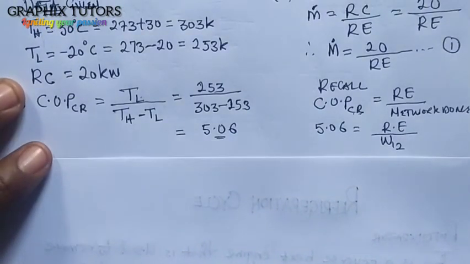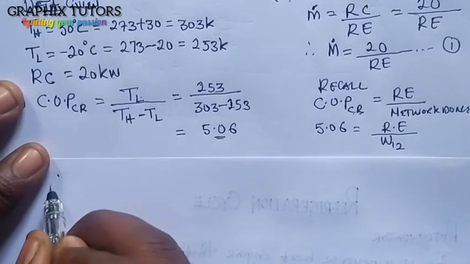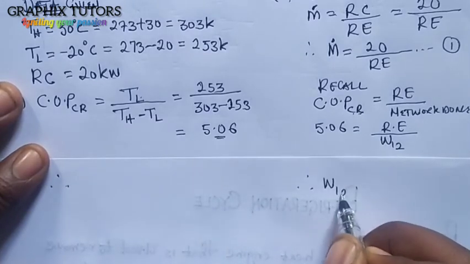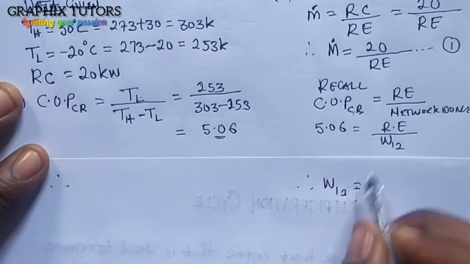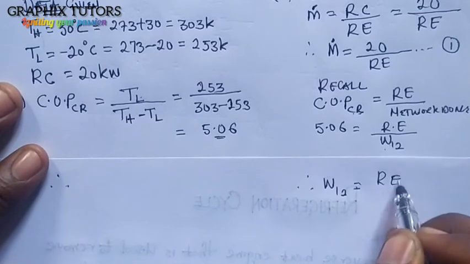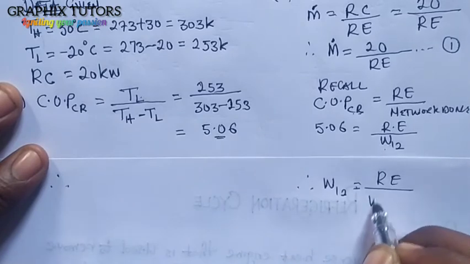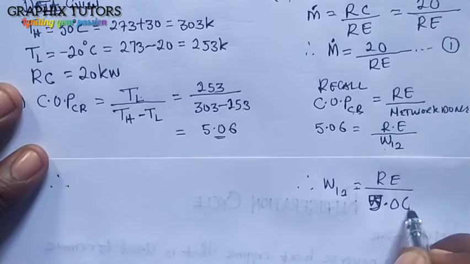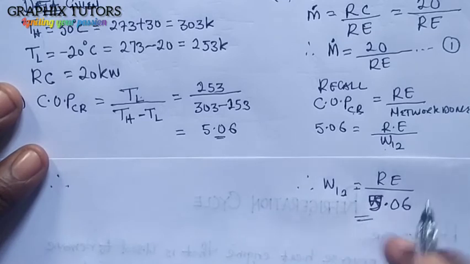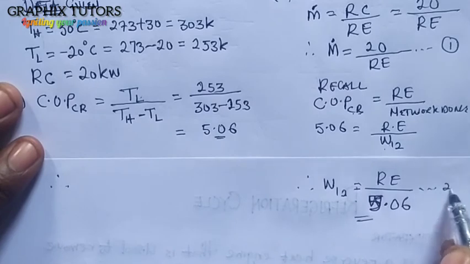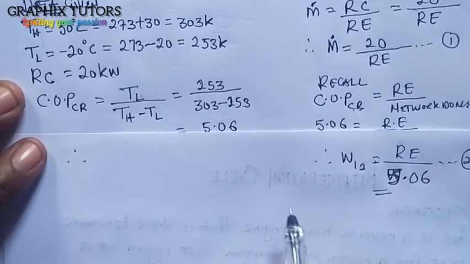Now watch. Therefore, my W12 is equal to what? Take this one out and bring this one in. Refrigerating effect all over 5.06. So this is what we have here. I'll call this my equation 2.